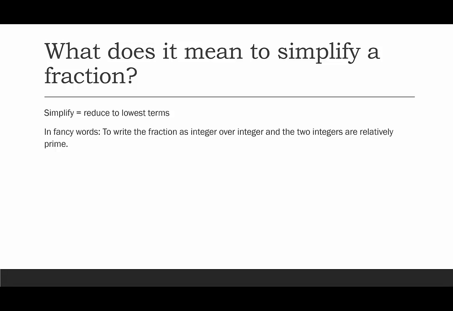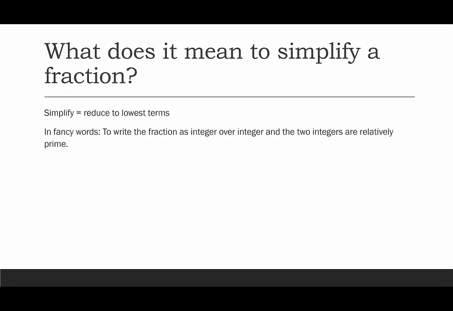The fancy way to describe what it means to simplify is that when you write the fraction as integer over integer, the two integers are relatively prime. Now, this is fancy and this uses fancy language. So first, what's an integer? An integer is a number that doesn't have a fraction or decimal. It can be positive, negative, or 0. So 2, -7, 300, those would all be integers.